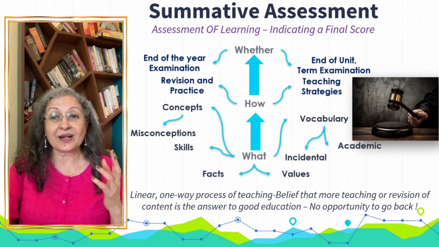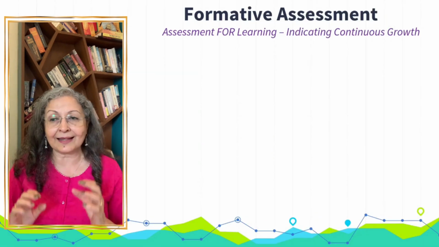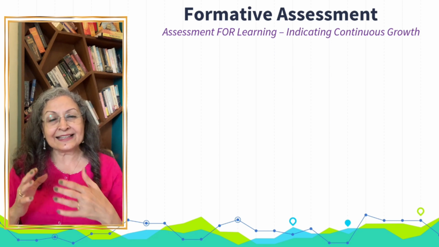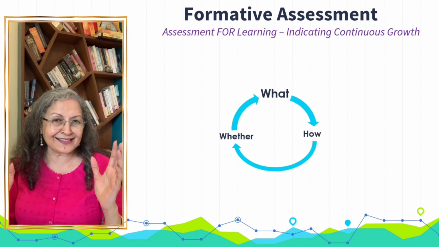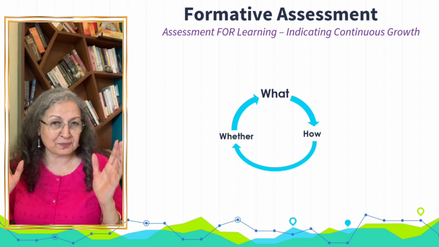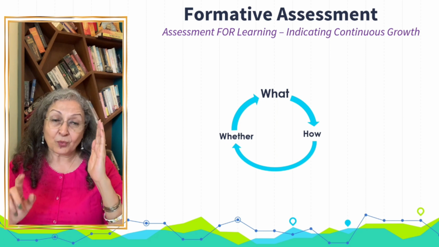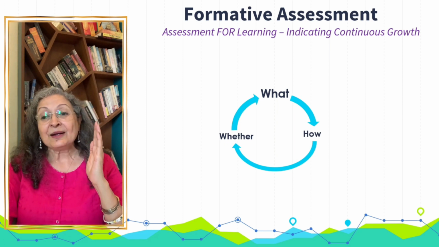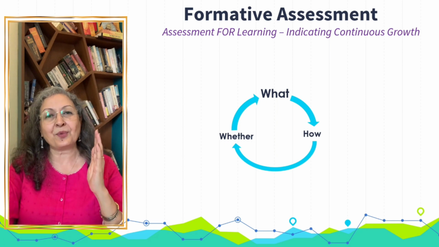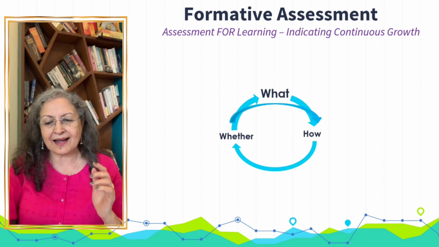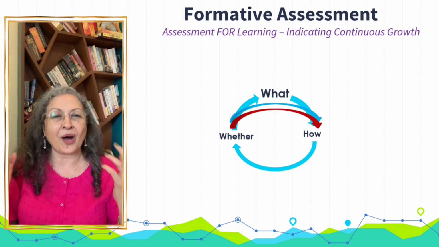Contrast this with what is known as assessment for learning, which is formative, indicating continuous growth. The diagram itself changes the entire objective. There it was a linear one-way process. This is a cycle. What to teach? Again, the same thing. How to teach, and how do I know whether my students are learning?